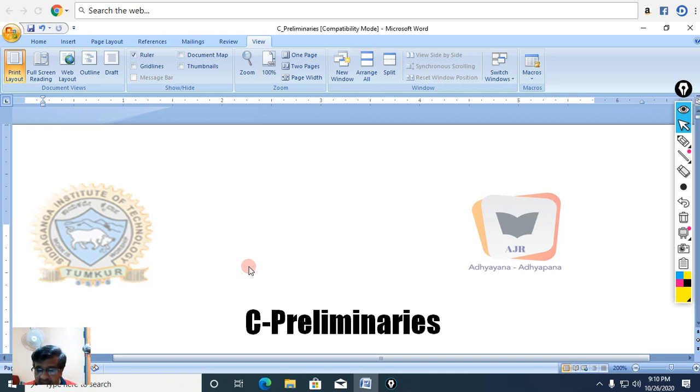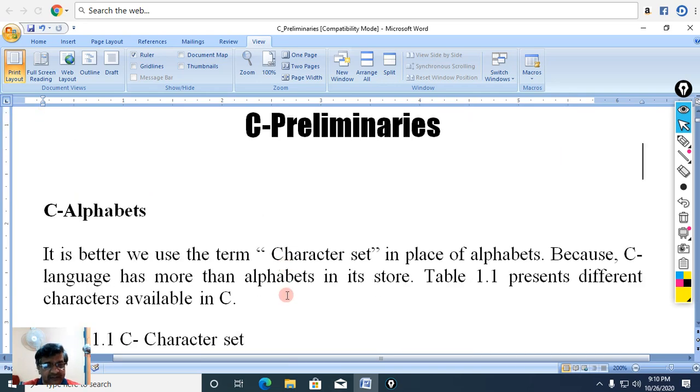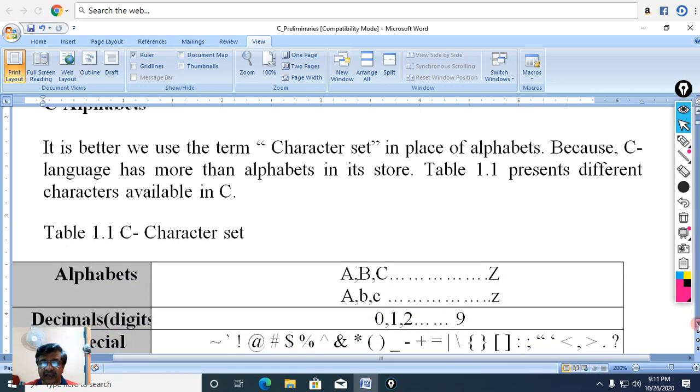In order to give such a tone for the problem, it is essential that it should be converted into a program. Like English, C is also blessed with alphabets. But in C, they are not called alphabets. Instead, they are called a character set. Character set in place of alphabets. And it is wrong to use the word alphabets because C has much more than an alphabet in its store. The table presents the kind of alphabets that is available. It is called the character set.